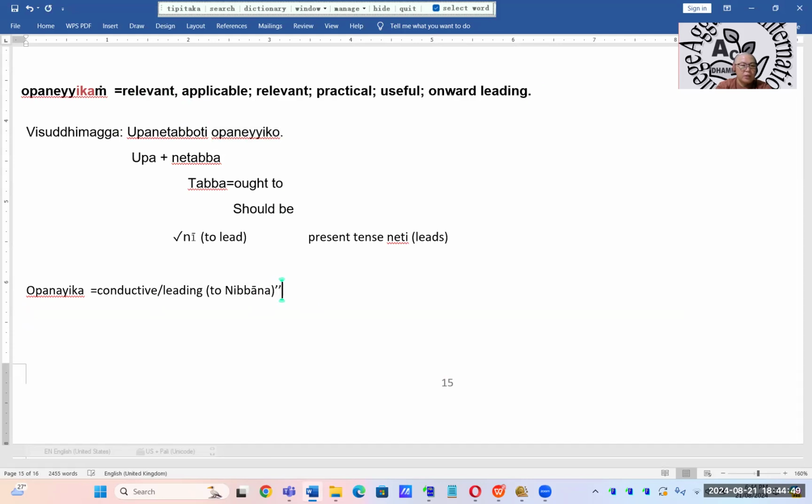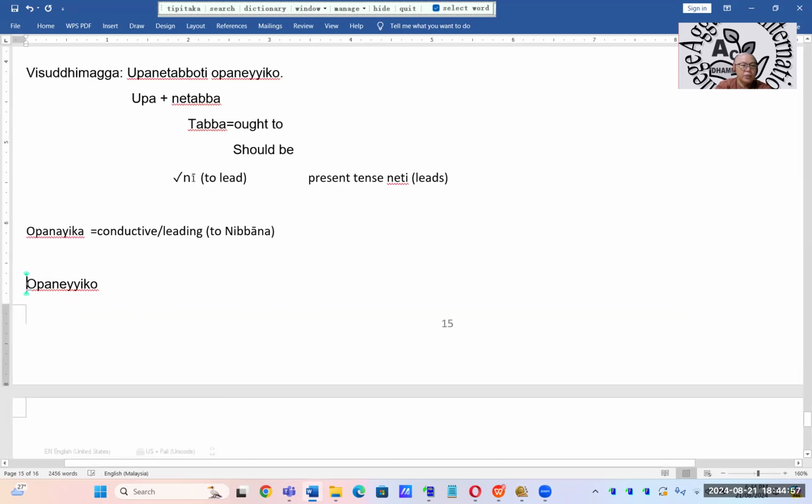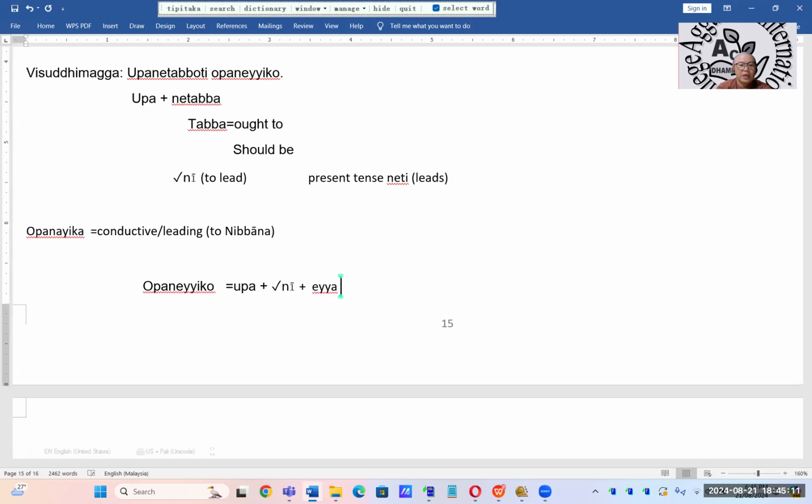Now, how do you get this opanaiko, right? So you can see another writing, okay? This one, opanaika. Okay, so we know already it should be from the upa, then you plus the ni, then you plus the aya. Some say aya plus the ika. Okay, there's one way to write.